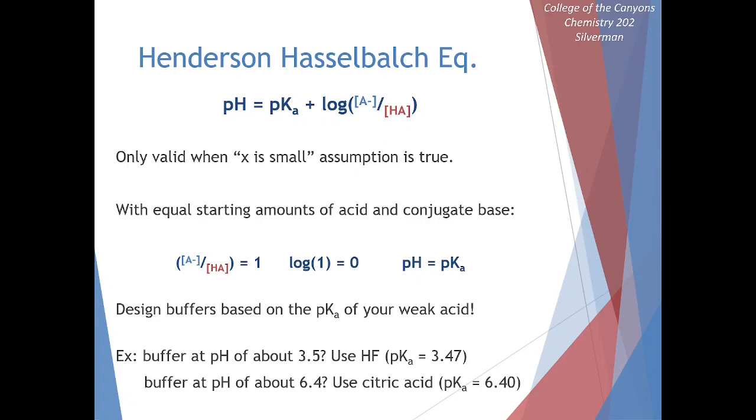There is a special situation when we have buffers. Mathematically, the log of exactly 1 is equal to 0. If we have equal amounts of our conjugate base and conjugate acid, that ratio is exactly 1, this log is exactly 0, and our equation simplifies down to just pH is equal to the pKa.